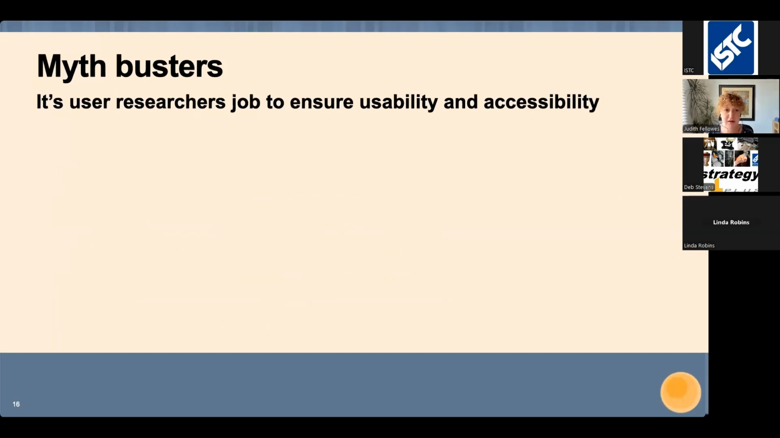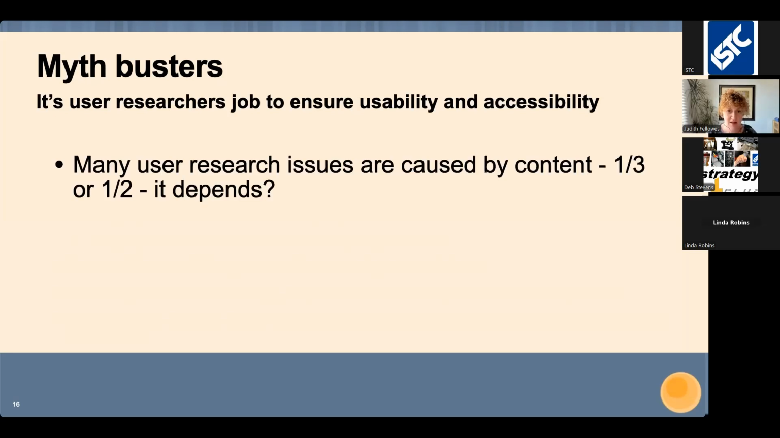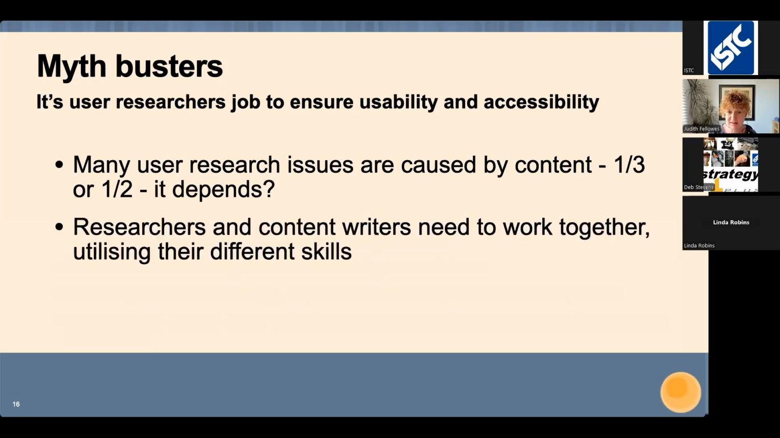So also, final myth buster, it's user researchers' job to ensure usability and accessibility. So yeah, just down to me. So many user research issues are caused by content. I remember there was a stat floating around saying 50% of user research issues are content, and I've seen a third as well. It probably depends a lot on what you're developing and what you're doing, but the language we use is going to cause a lot of issues, and it does.